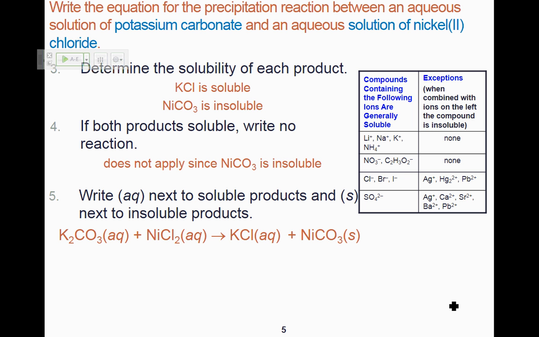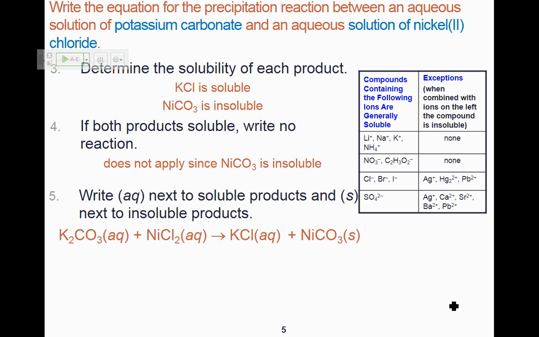So we just rewrite this. We have aqueous because these two things dissolve. KCl is soluble, so it's aqueous, but this is a solid, so we have to put solid. And if we don't put that change in state, then it's not a complete reaction equation.